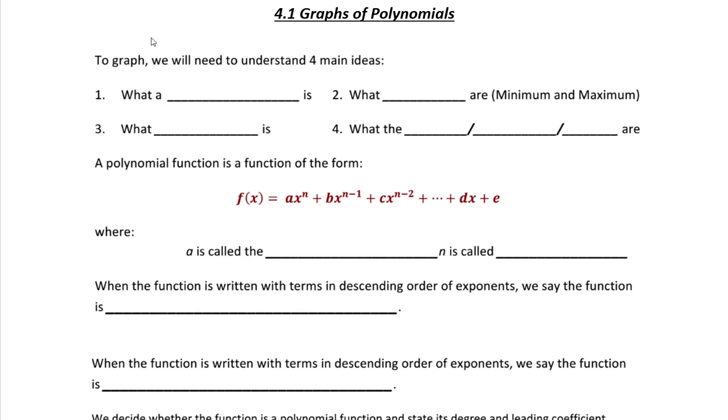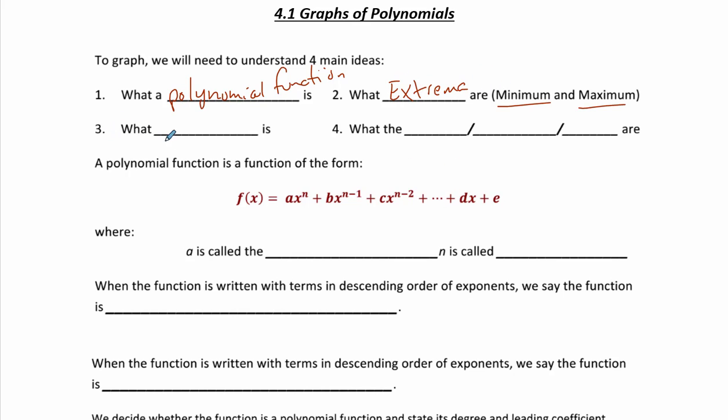So first off, to graph, we need to understand four main ideas. The four main ideas that we're going to need is, number one, what a polynomial function is. What a polynomial function is, we'll get to that down here as well. Number two, what extrema are. It talks about minimum and maximum. Again, we'll get to what that actually means down below.